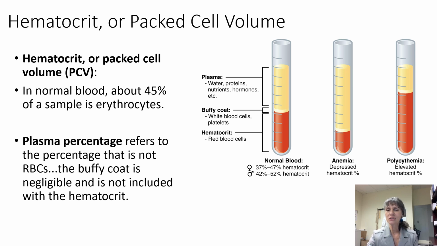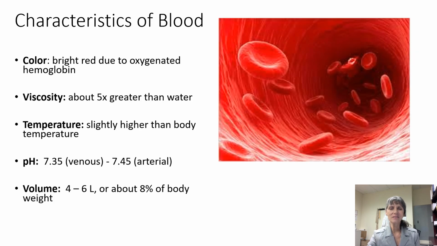In this particular picture, you can see that in anemia, we have a lower hematocrit percentage. In polycythemia, we have a higher hematocrit percentage. We're going to take a look at those blood disorders a little bit later. This takes us to more characteristics of blood.